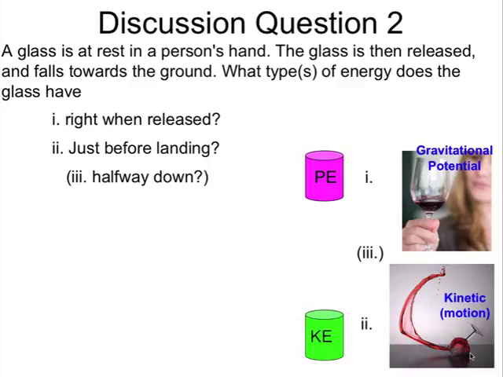So we're going to say the height is a little bit above zero, but it's so close to zero that the potential energy we're going to consider to be zero. And halfway down, it has half potential energy and half kinetic. So once again, you can see that our energy bucket is remaining full at all times.